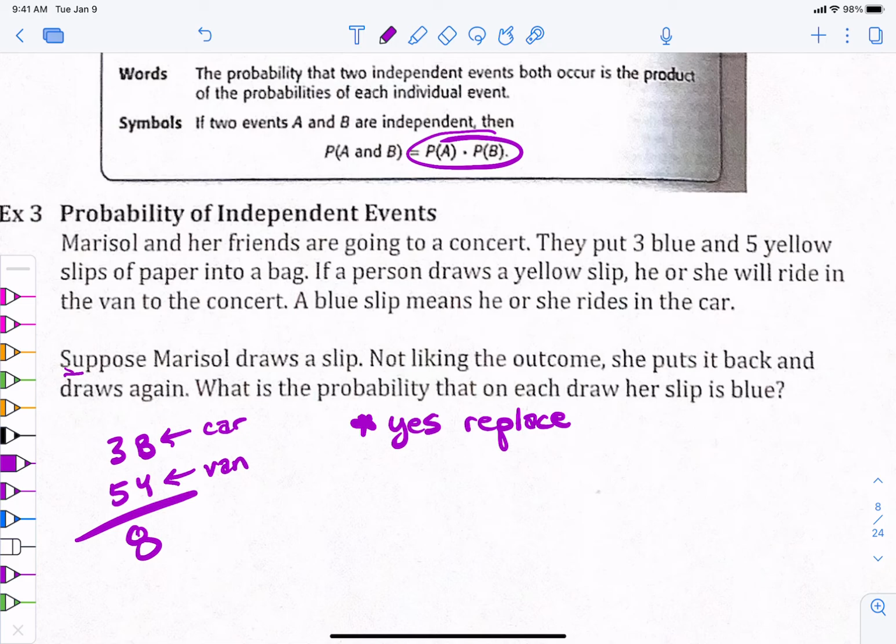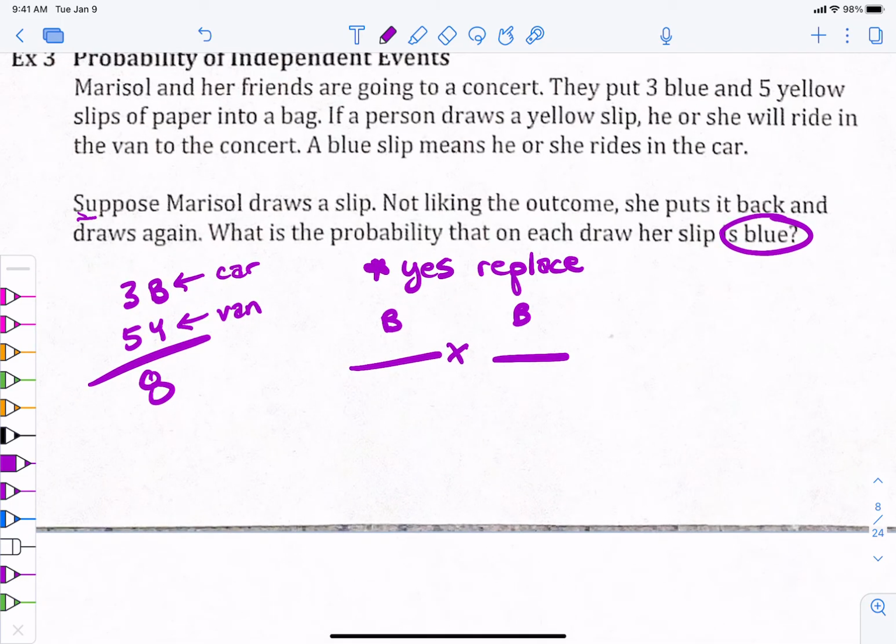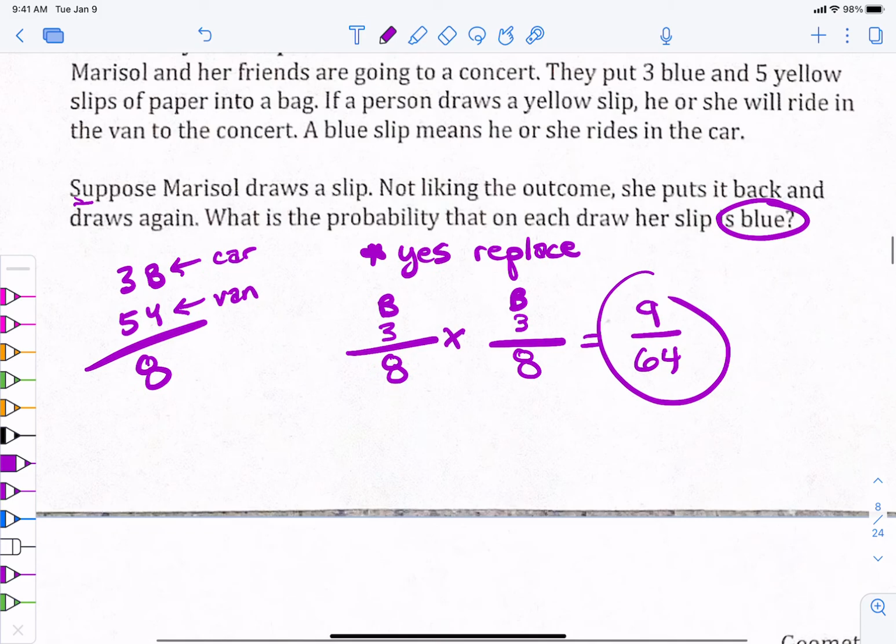What is the probability that on each draw her slip is blue? So basically we want a blue and then another blue, and since we're drawing more than one, we're multiplying in between. And yes, we are replacing. So blue, how many blues are there? 3. 3 out of 8, and then another blue again, if we are replacing. 3 out of 8. 3 out of 8 times 3 out of 8 is 9 out of 64, I think. Yep, those are her chances. You can leave it as 9 out of 64. You can convert it to a decimal or a percent. I don't care. Okay, happy with that?